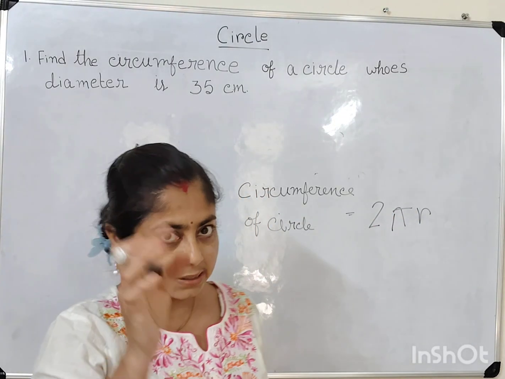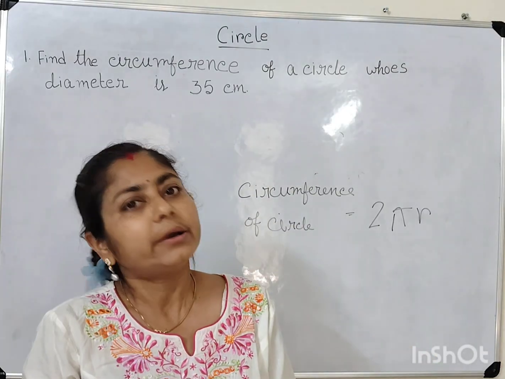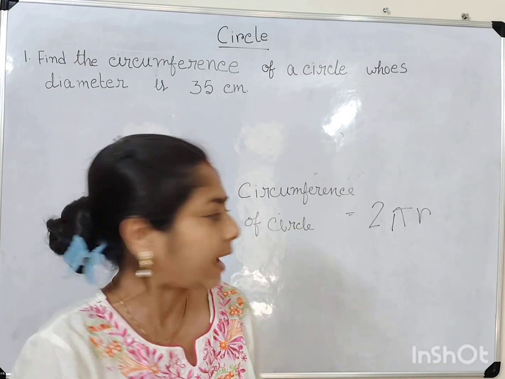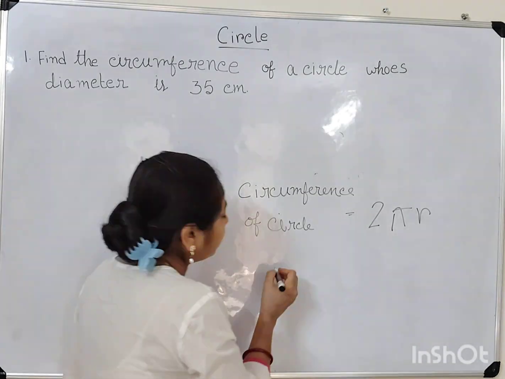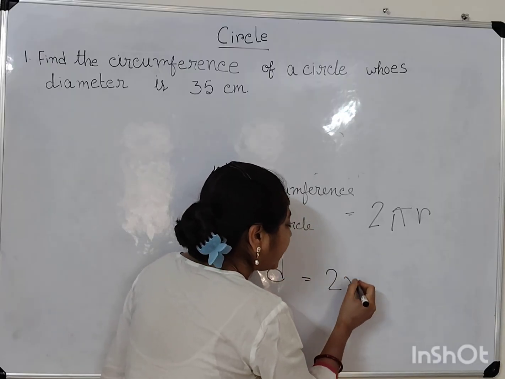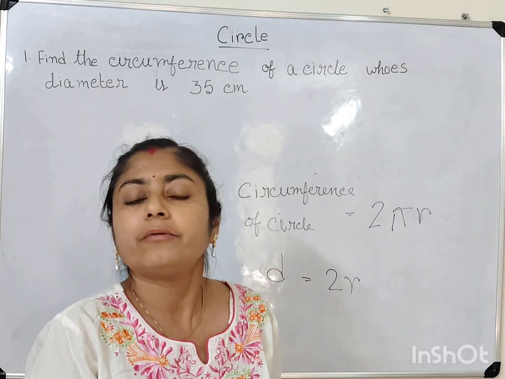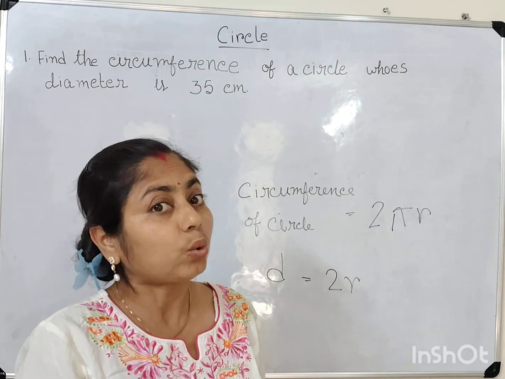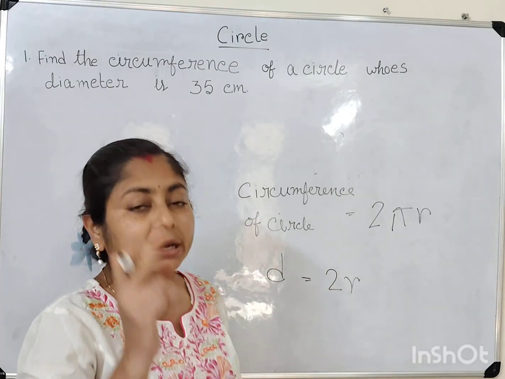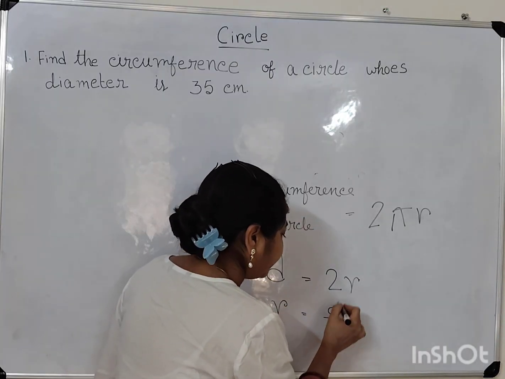Before the math, I tell one thing. In the circle, there is a diameter and the radius. So, what is the relationship between the radius and diameter? Diameter we represent by d. D equal to 2r. It means if you put the value of r and multiply by 2, you can get the value of diameter. But we can't apply the diameter directly in the math. We need the radius. So I can write radius equal to d by 2.